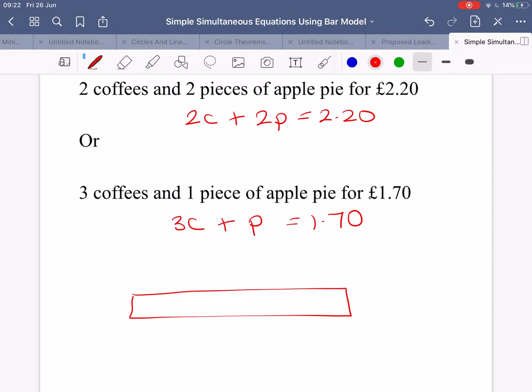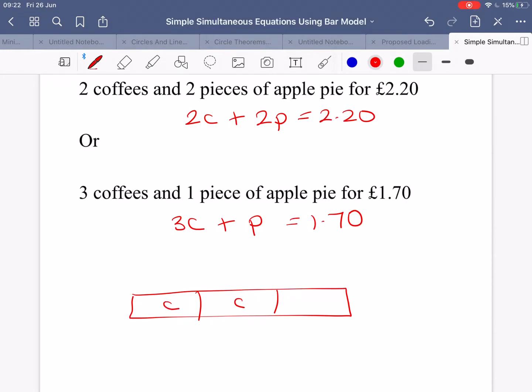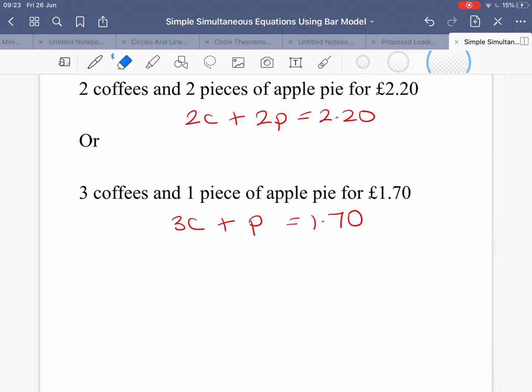And so no matter how I draw this, I could draw 2 C's and 2 pies, just make my pies smaller just to emphasize something. And then I've got my 3 C's and my 1 pie. And again, nothing is lining up. And even if I do the pies first and then the coffees, it's not going to line up. So I have to think a bit more clever about this one. And before we go on to what we do, here's an idea for you.